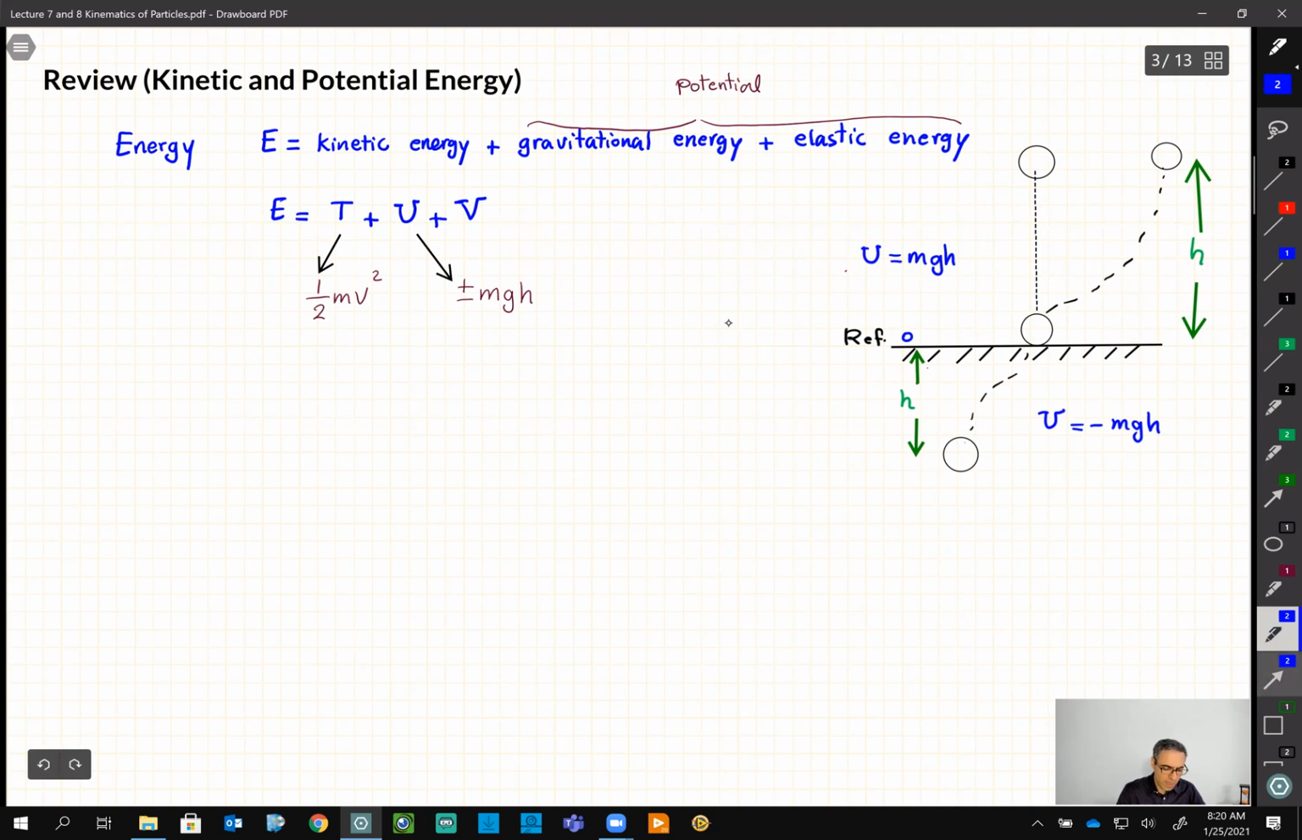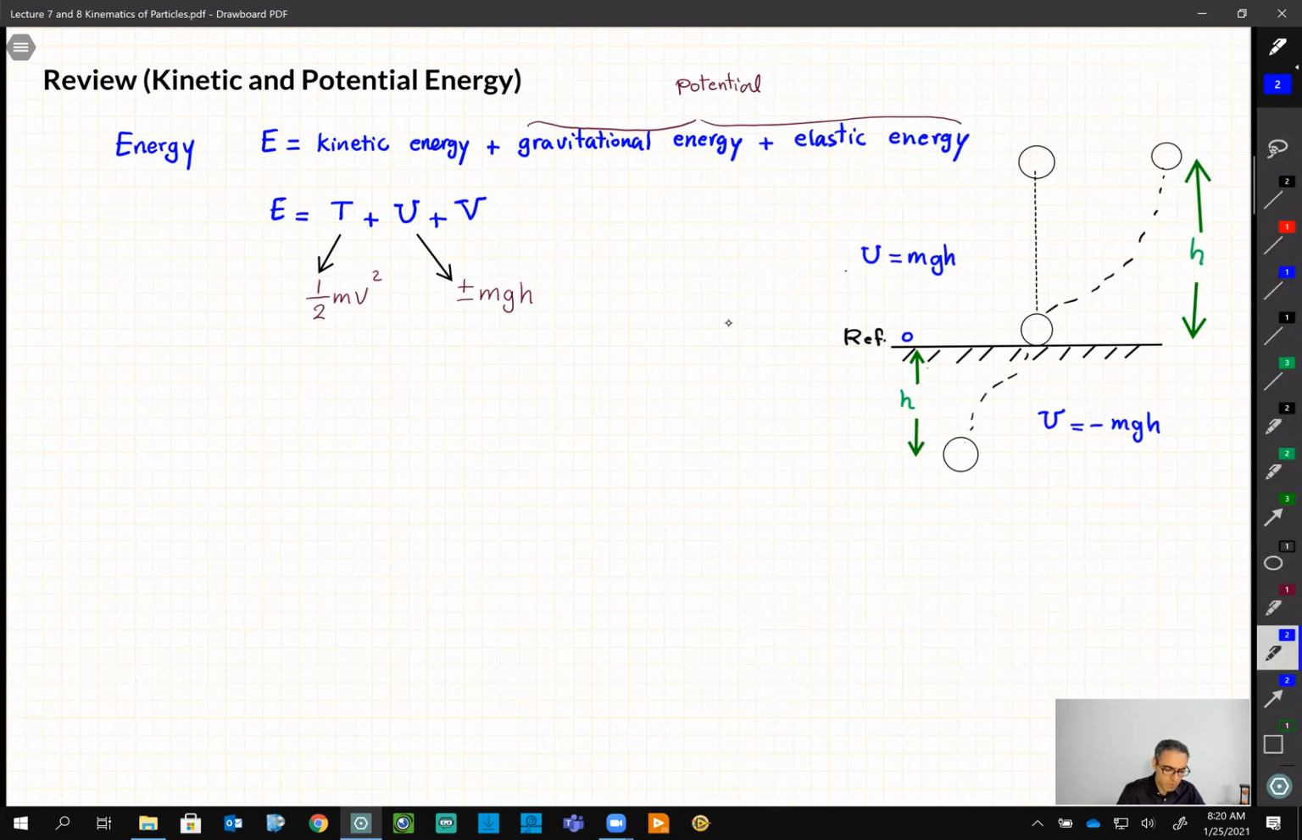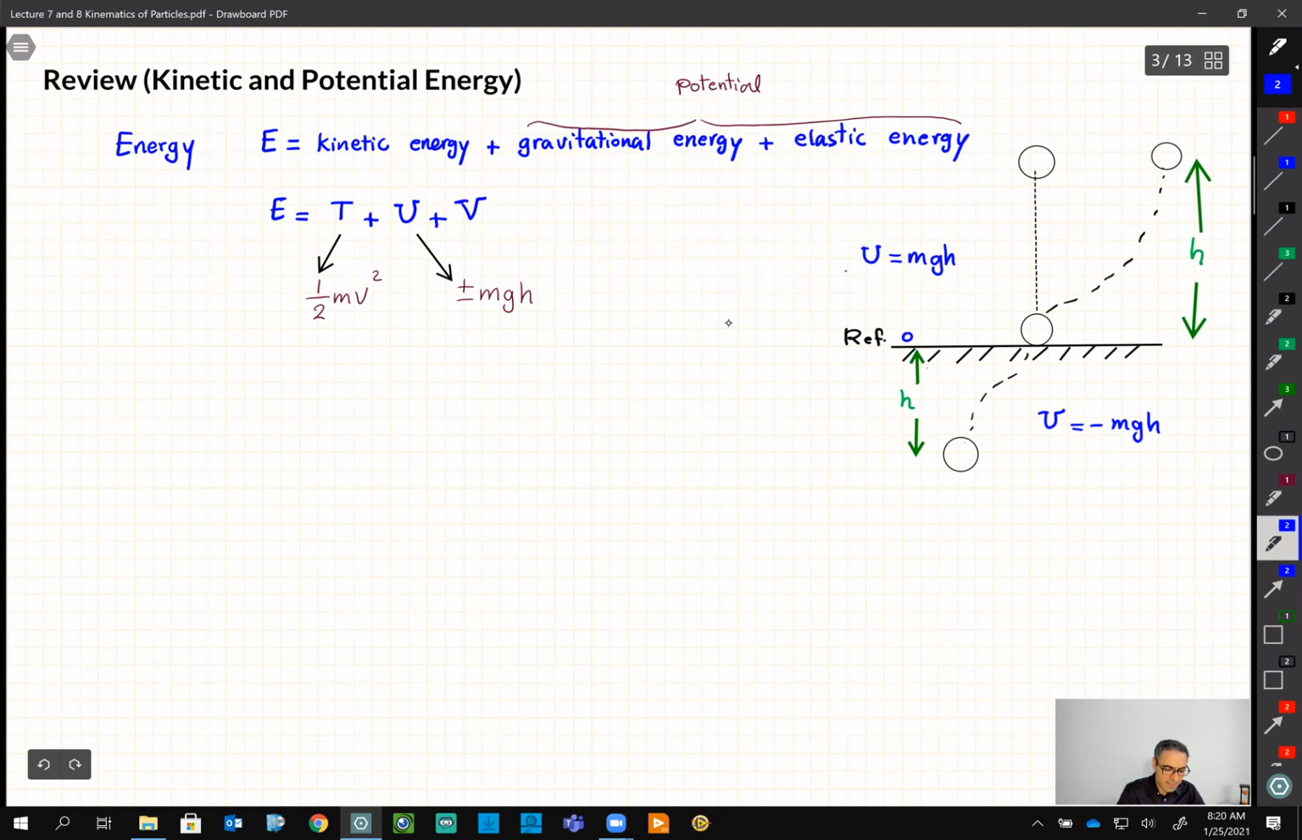That's about U. And what about V? V is elastic energy, and elastic energy is from a spring. So let me write it here. Sometimes people show it by VE, but in this course, we just write it as V. So elastic energy, or spring energy.